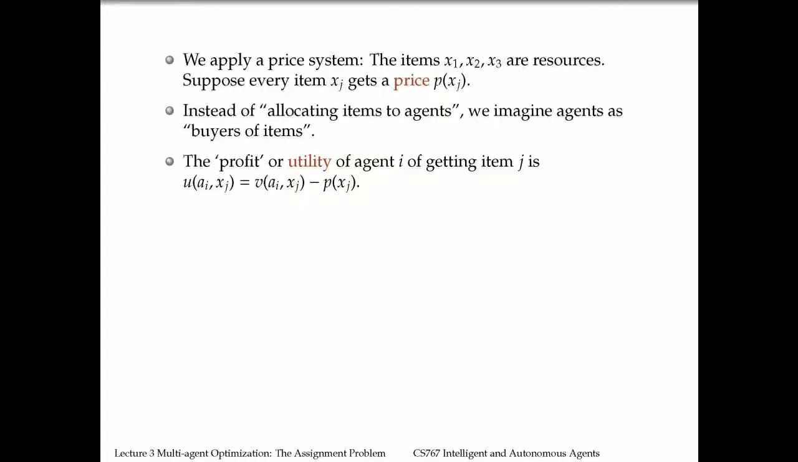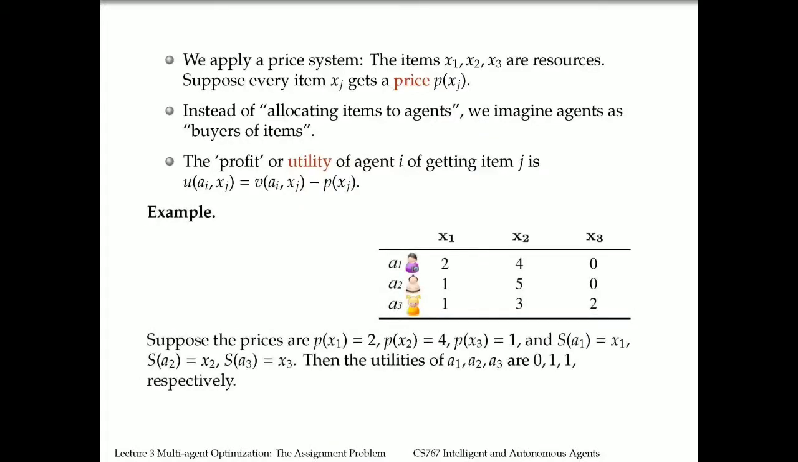Right? So V of Ai xj minus P of xj, that's U of Ai xj. And for example, if we have the prices for x1, notice that the price is the same for all the agents in this scenario.